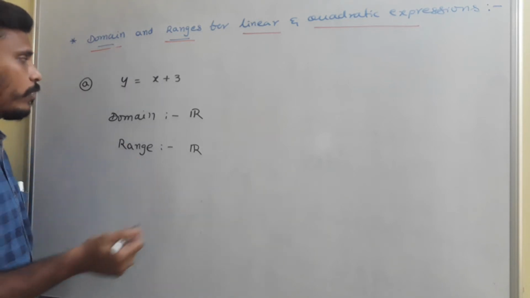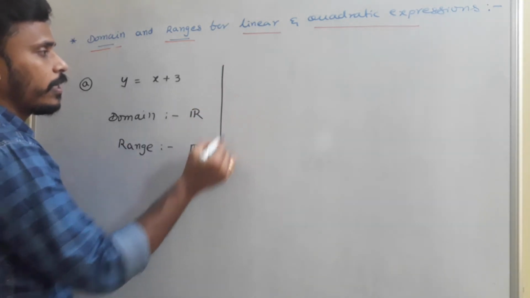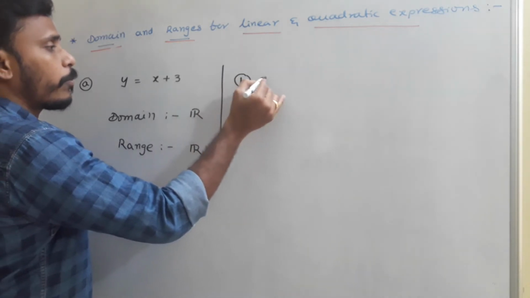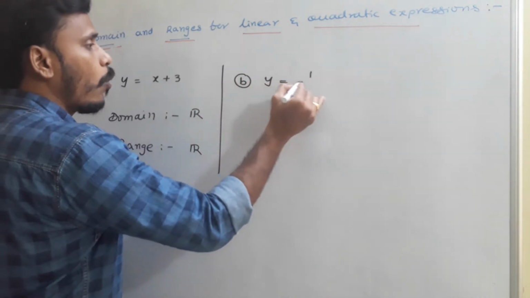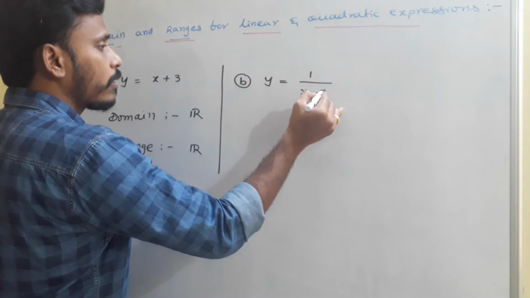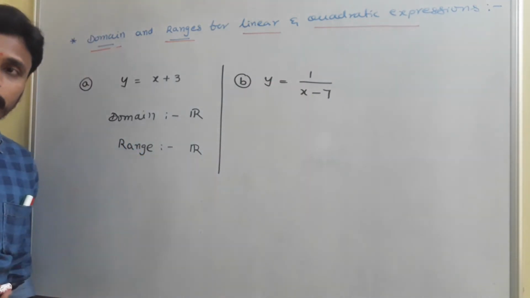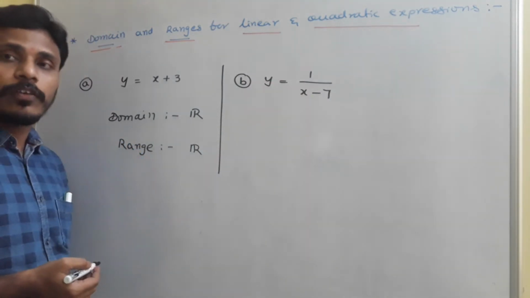That's the meaning actually. Whereas coming to the next one, part b, suppose y equals 1 by x minus 7. What is the domain and what is the range? That's what we need to think.